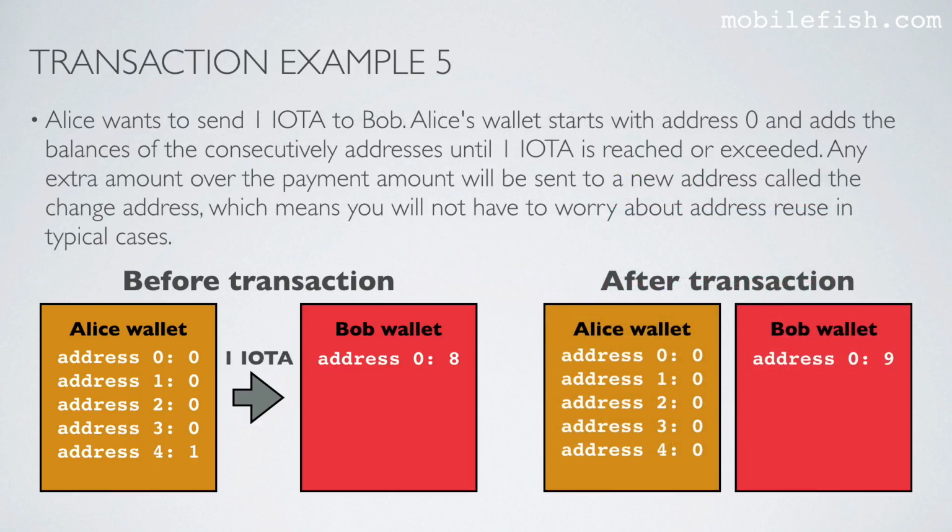This is transaction example 5. This is the situation before the transaction. Again, this is Alice's wallet. She wants to send 1 IOTA to Bob. Alice's wallet starts with address 0, finds 0 IOTAs. Next address, 0 IOTAs. Next address, 0 IOTAs. Next address, 0 IOTAs. Next address, it finds 1 IOTA. This amount will be sufficient to fulfill the transaction. 1 IOTA is sent to Bob's wallet. Bob's total balance is now 9. This value is completely spent and there are no unspent IOTAs.